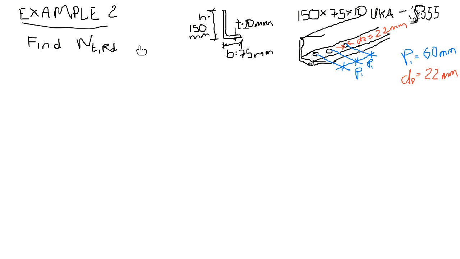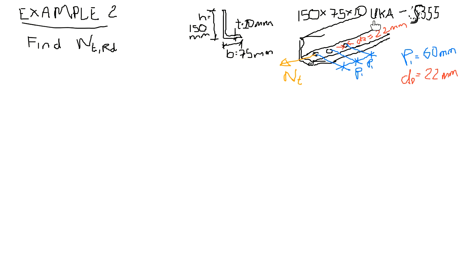So what we want to find out is the capacity of this section in tension. So we have a section which is an unequal angle section. Its height is 150, its width is 75, and the thickness of the legs is 10 millimeters. It has a load applied to it through those bolts, and we want to find out what the capacity of the section is.